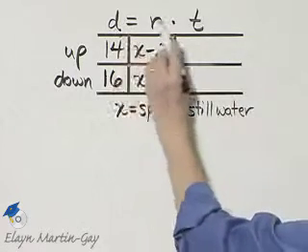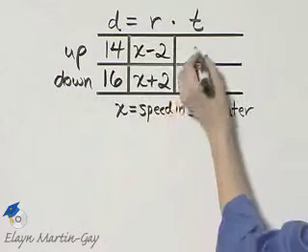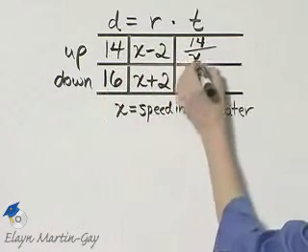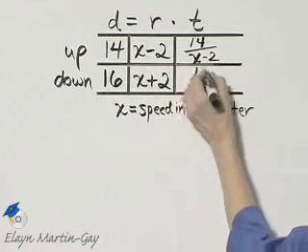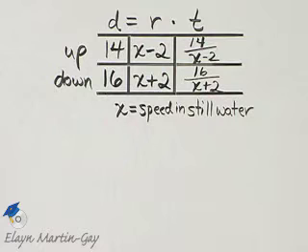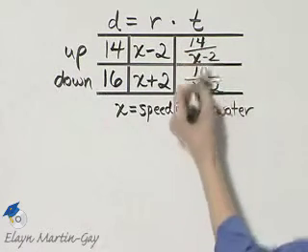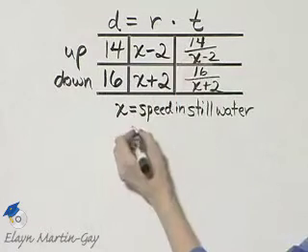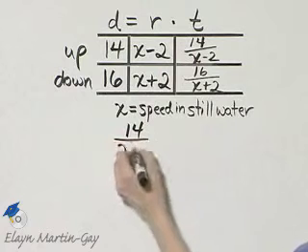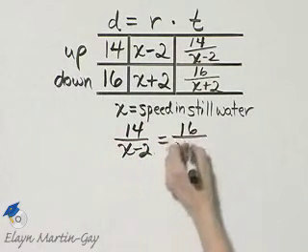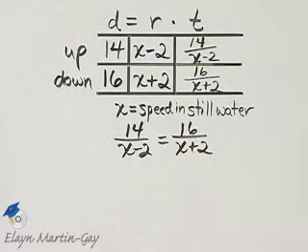Time is distance over rate, so this time is distance 14 over rate, x minus 2. This time is distance 16 over x plus 2. What have we not used yet? We haven't used the fact that we are told that the times are the same, and that's how I'll translate to an equation. This time, 14 over x minus 2 equals this time 16 over x plus 2.